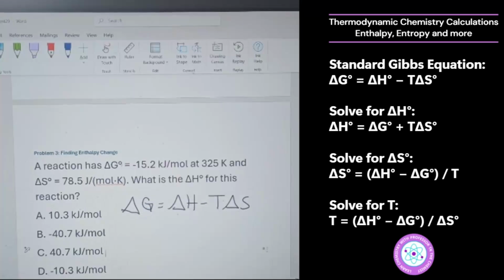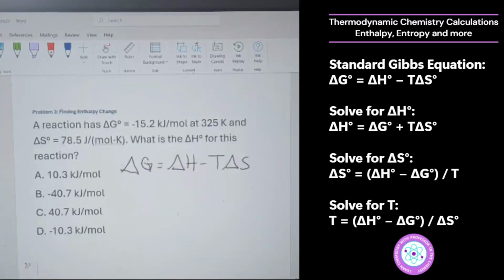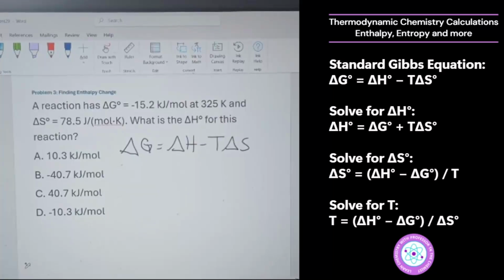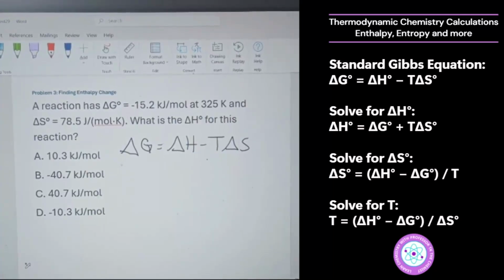Because you are looking for your delta H, this formula is easy to manipulate or redo in order to solve for your delta H, okay? So here's what we're going to do. Because I'm looking for delta H, I know that I can just bring over T and delta S, but it's going to be positive. So my delta H formula is going to equal delta G plus T times delta S. That's going to be my formula right there.